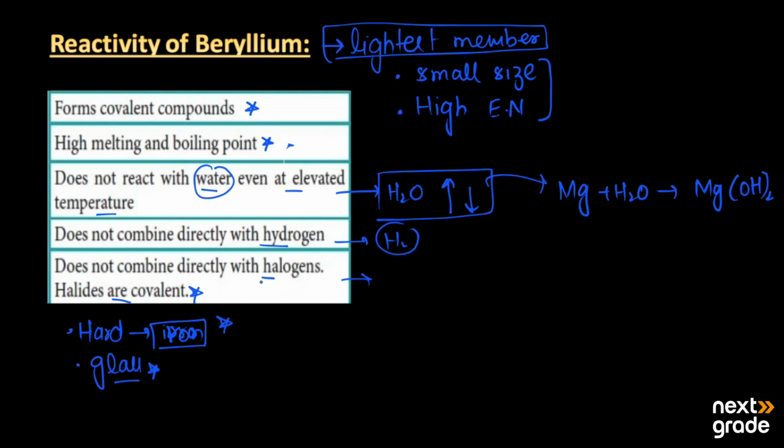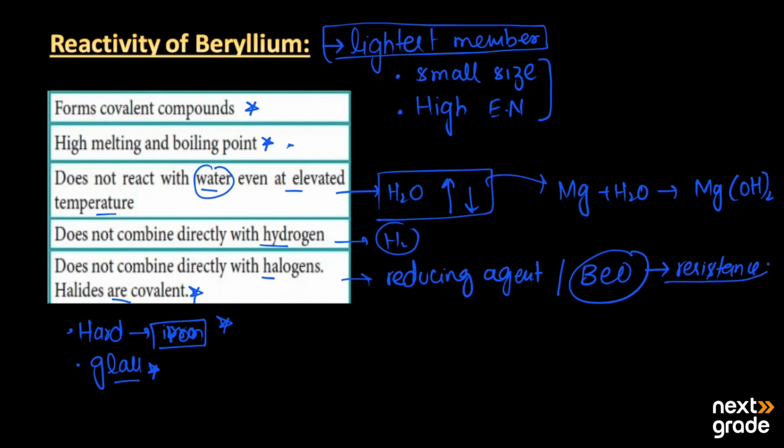As a reducing agent, when we talk about the group 2A elements, all have enough power to reduce water. However, with water, beryllium forms insoluble oxides that resist further attack. For example, it reacts with water and changes into beryllium oxide. It is a very tough coating that creates resistance to further oxidation.